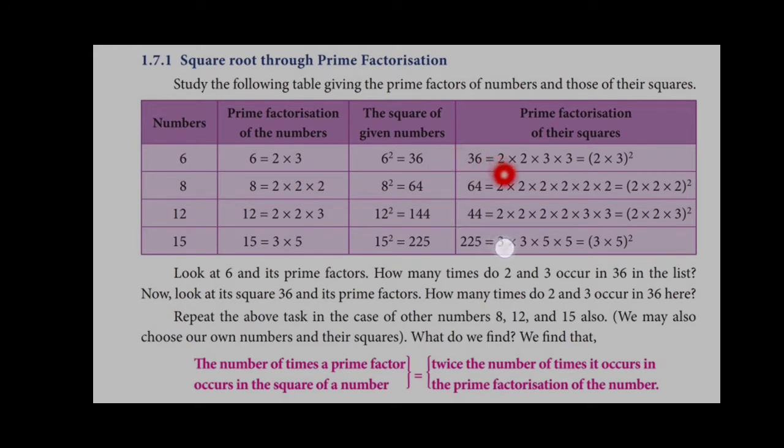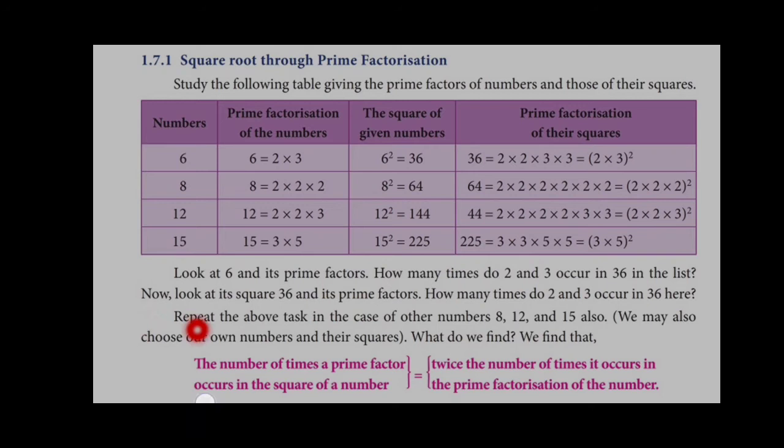If you take the prime factorization, you can use the LCM method. 2 twos are 4, 4 threes are 12, 12 threes are 36. So here 2 into 2 is 2 square, 3 into 3 is 3 square. That's why it is written as 2 into 3 whole square. By solving the problems, you can understand clearly.